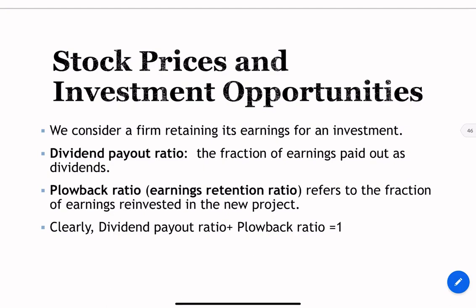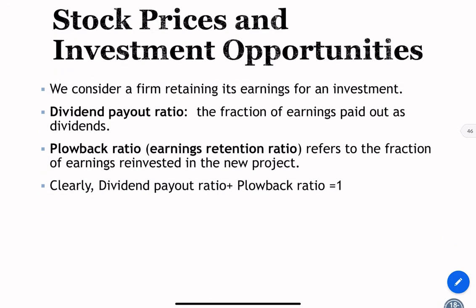To understand this, let's first define the dividend payout ratio. It's basically defined as the fraction of earnings paid out as dividends. And a related concept is the plowback ratio, or earnings retention ratio. That is, the fraction of earnings reinvested in new projects. So obviously, if you add the dividend payout ratio and the plowback ratio together, you should get 100%.